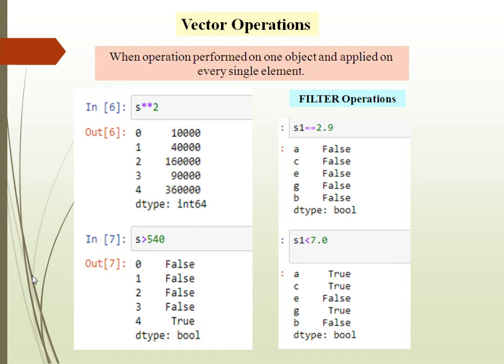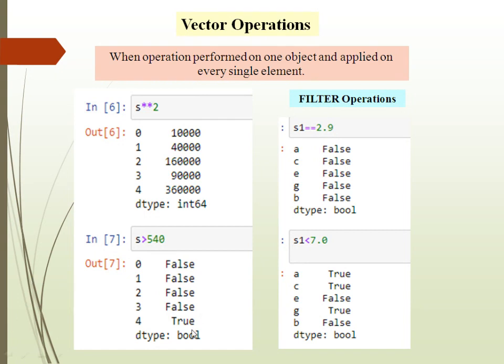Next is filter operation. See how we can apply filter operation. By using these comparison operators, you are just doing the filter operations. You are just taking out the elements which are required by you. So S1 equals to 2.9. All the elements will check whether the series has 2.9 or not. If yes, then it will display true. Otherwise, it will display false.